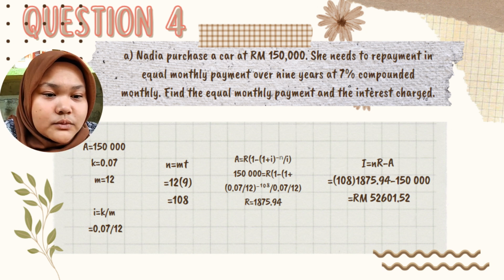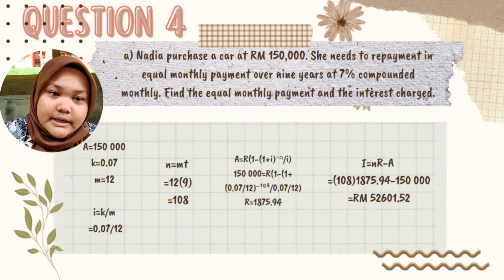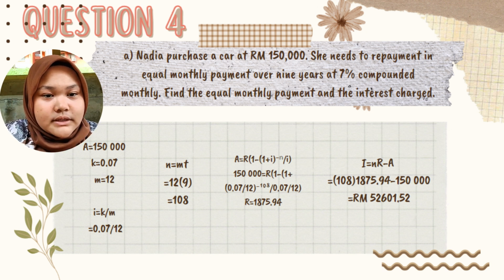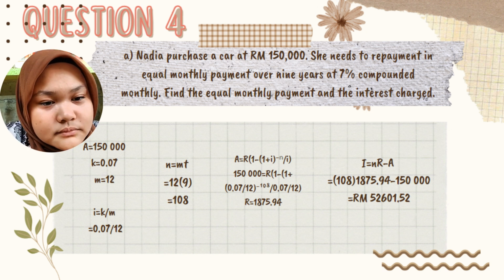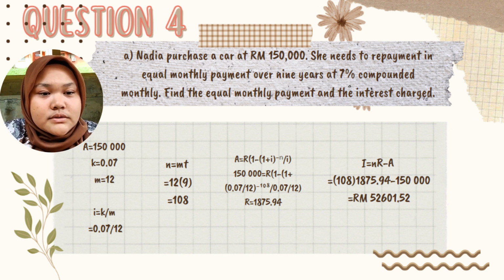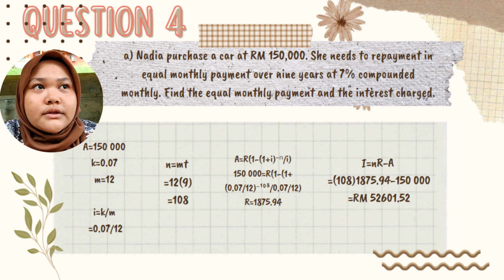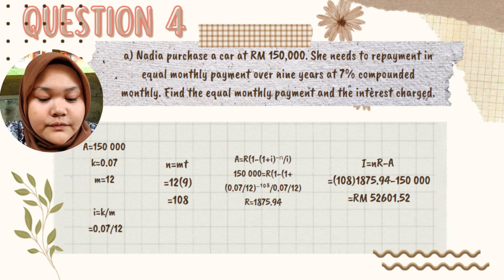So the answer is 108. A equals R, open bracket, 1 minus, open bracket, 1 plus i to the power of negative n, close bracket, divided by i. 150,000 equals R, open bracket, 1 minus, open bracket, 1 plus, open bracket 0.07 divided by 12, to the power of negative 108, divided by 0.07 divided by 12. So R is 1875.94.